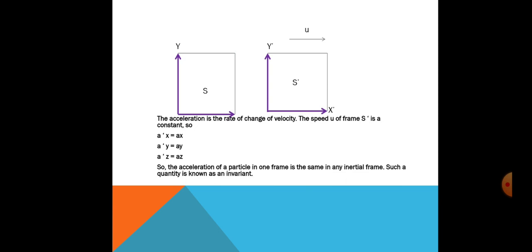Then the acceleration is the rate of change of velocity. The speed u of the frame S dash is a constant. So here velocity is constant in frame S dash. So here acceleration in the x direction can be given as ax, acceleration in the y direction can be given as ay, and a dash z can be given as az. So the acceleration of a particle in one frame is the same in any inertial frame, such a quantity is known as invariant. So here comes the term invariant.